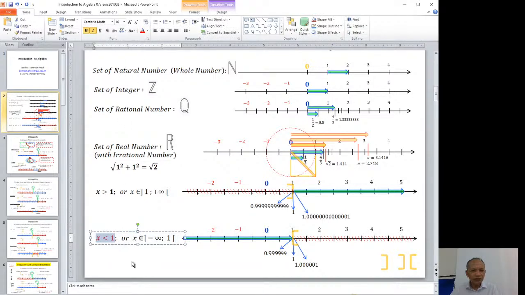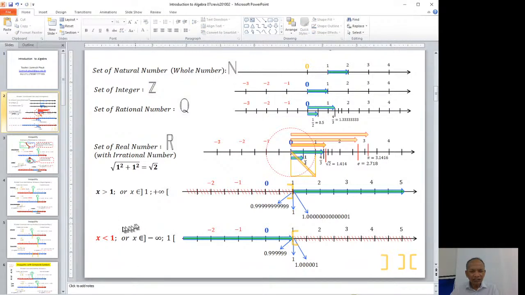Down here we see another similar situation to above, but here above our number set is on the right, but here our set is on the left, and to say that it doesn't include 1, it's somewhere near to 1 but not 1, we write this one.